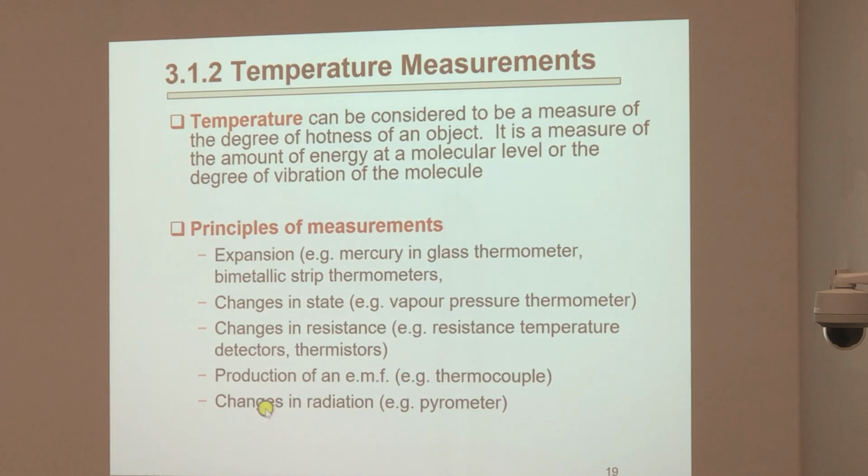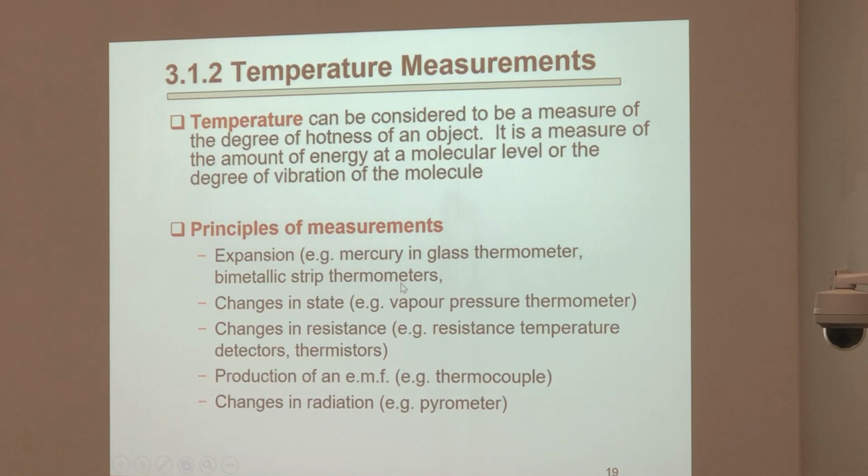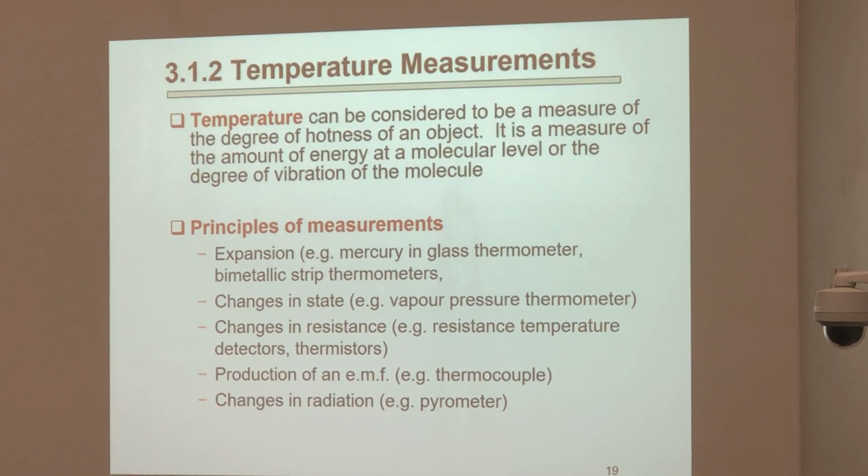First principle is based on expansion, which means that anything expands, for example, mercury in a glass thermometer. When it expands, we can measure the temperature. Bimetallic strip thermometer: I have two different metallic strips tied together. When the temperature changes, one will expand more than the other, so it will give me a certain amount of reading. So that kind of expansion can also be used as my temperature sensor working principle.